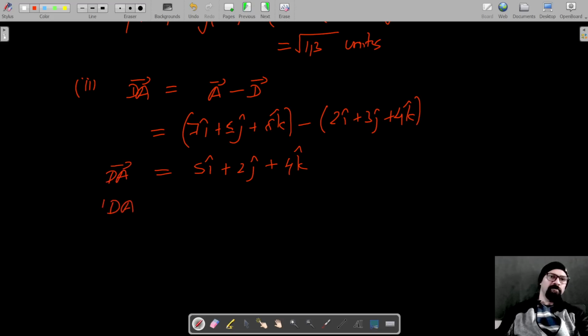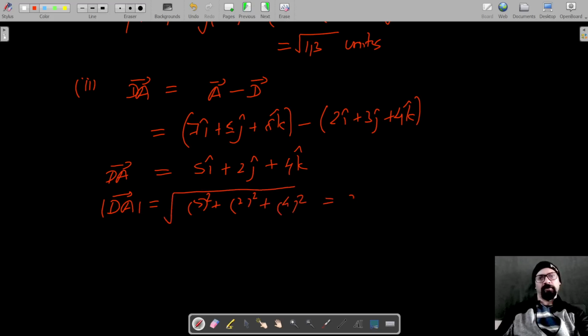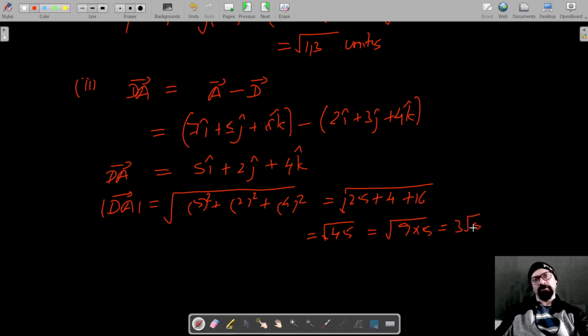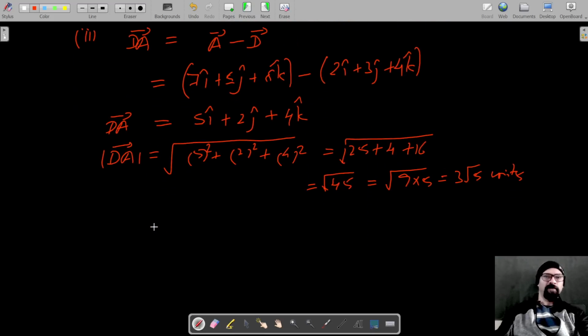And let's find out its magnitude as well. That is the square root of the sum of the squares of the scalar components of the dA vector. So this is 5 square is 25 plus 4 plus 16. 16 plus 4 is 20, so this is under root 45. And under root 45, 45 is 9 into 5. So this is equal to 3 root 5 units, the magnitude of the dA vector.